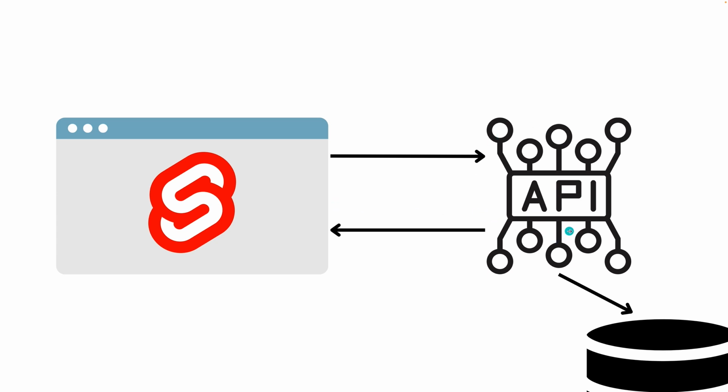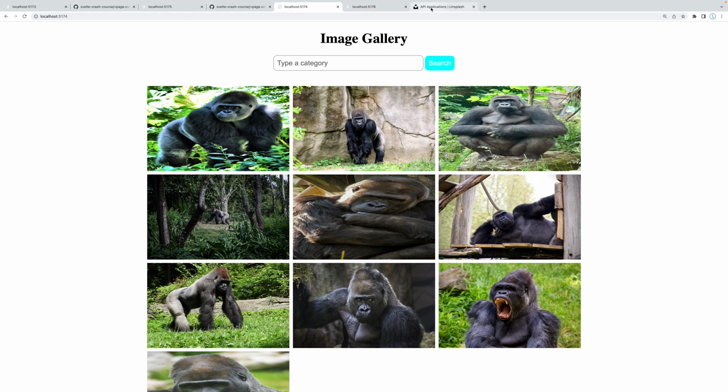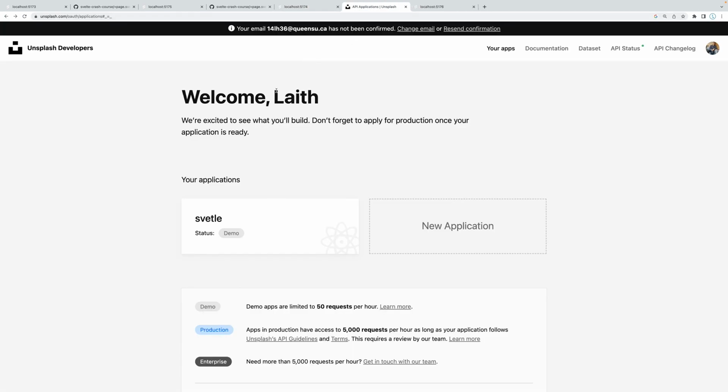Now that begs the question, where are we going to get our API? Are we going to create our own API, or are we going to use some external API? Well, for this case, we're going to be using some external API. So the API that we're going to be working with is this one over here, which is Unsplash.